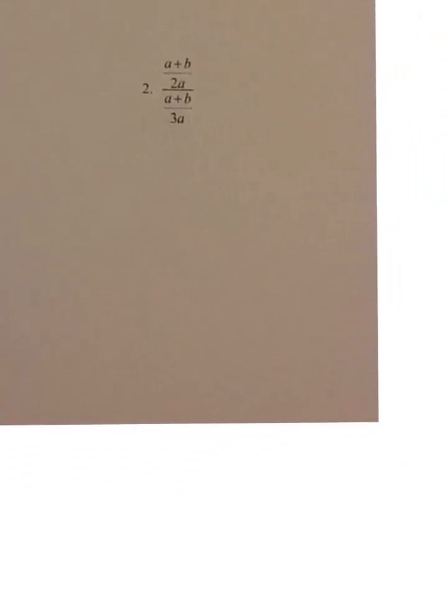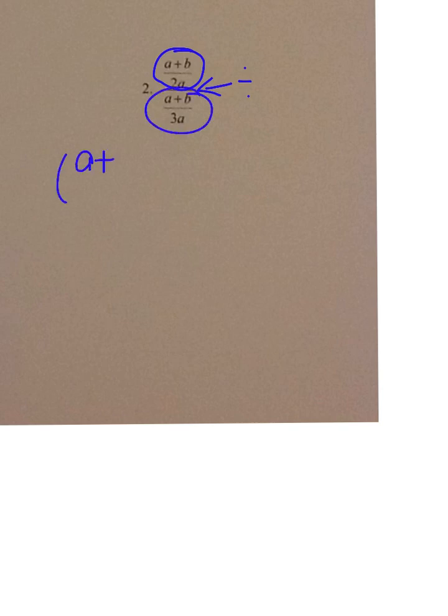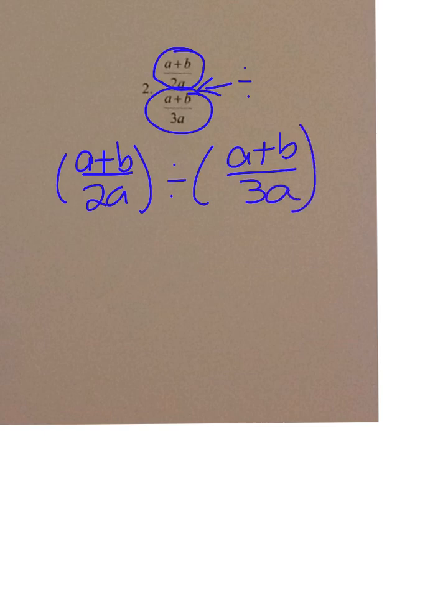All right, so same thing. I'm going to rewrite this as the numerator divided by the denominator. So it's a plus b over 2a divided by a plus b over 3a. And I notice that inside this parentheses, it's one fraction. Inside this parentheses, it's one fraction. So I can go ahead and do same change flip.